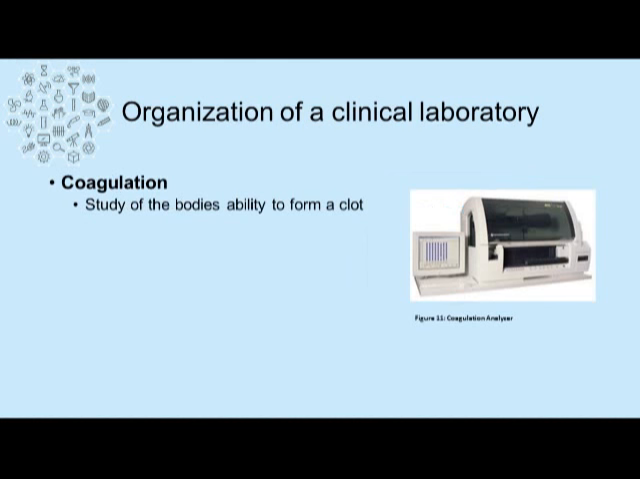Next, we have coagulation. Coagulation is usually partnered with hematology. Coagulation is the study of the body's ability to form a clot. Measuring the body's ability to form a clot will indicate if a patient is going to have a prolonged bleeding time. This could be important if the patient is due to have a surgery or there's some type of trauma where there's a large amount of blood loss that needs to be controlled. Using a coagulation department, we can determine how quickly a person can form a clot, if at all, and possible inhibitors in a patient's blood that may prevent the formation of a clot.